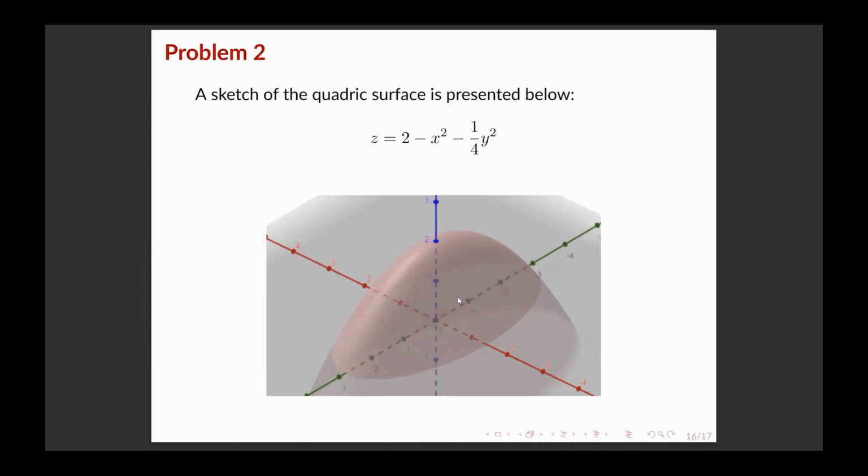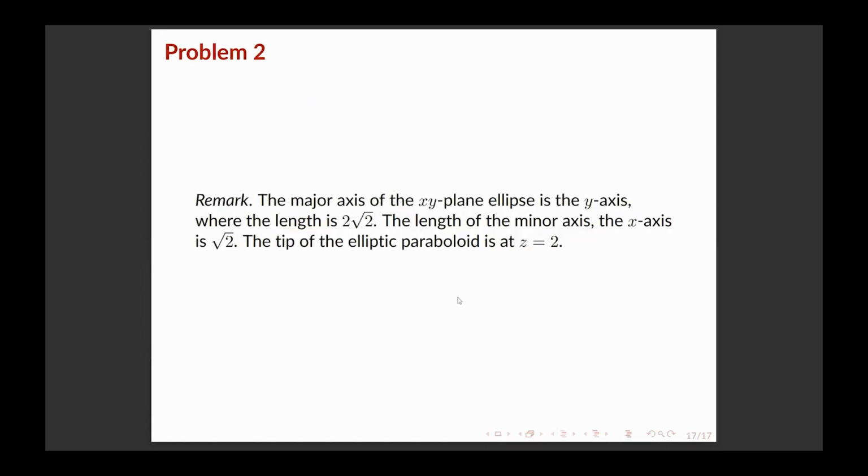And the elliptic paraboloid has a tip at z equal to 2. So that would be it.